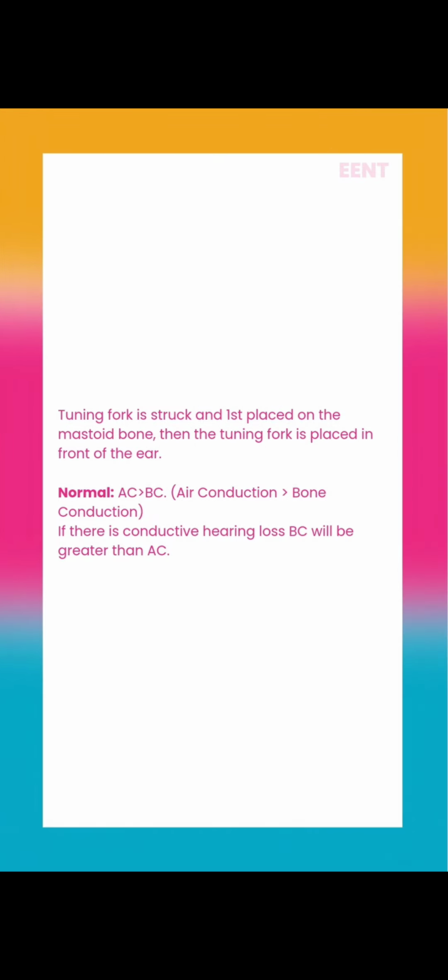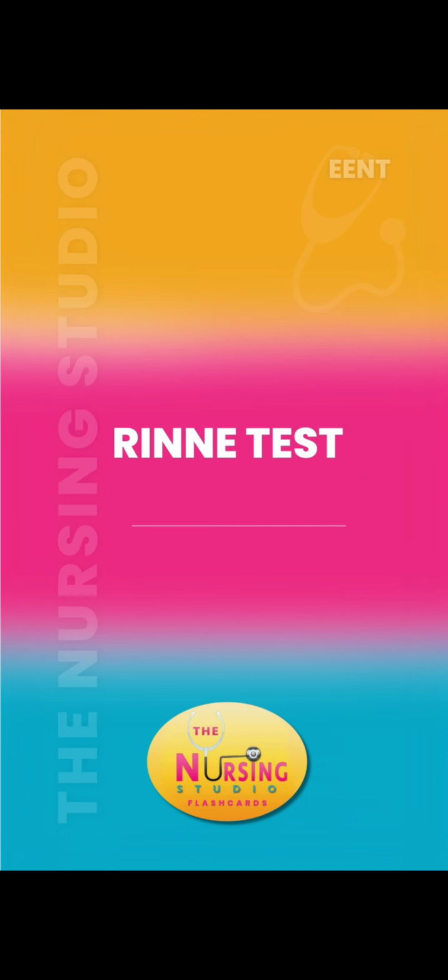All right, and lastly, the tuning fork is struck and placed on the mastoid bone. Then the tuning fork is placed in front of the ear. A normal finding is AC is greater than BC, being air conduction is greater than bone conduction. And if there's a conductive hearing loss, the BC will be greater than AC, right? We talked about that, and that is your Rinne exam, okay?